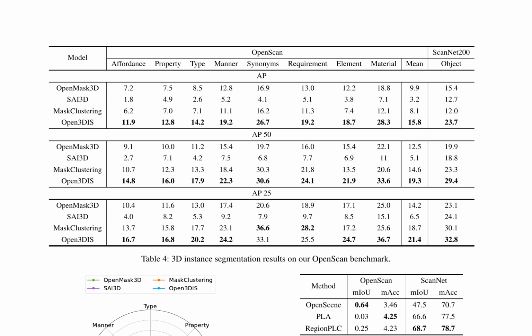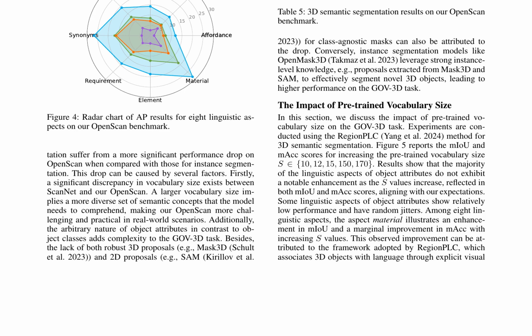For 3D semantic segmentation, the models evaluated, including OpenScene, PLA, and Region PLC, exhibit poor performance on linguistic aspects with low MIOU and MACC metrics.